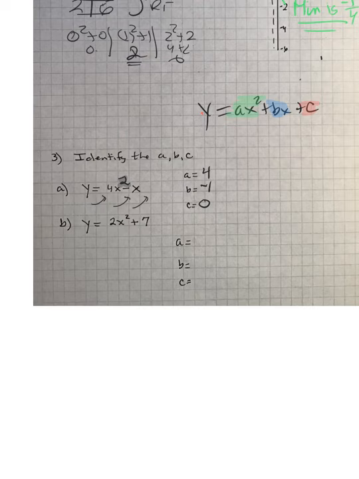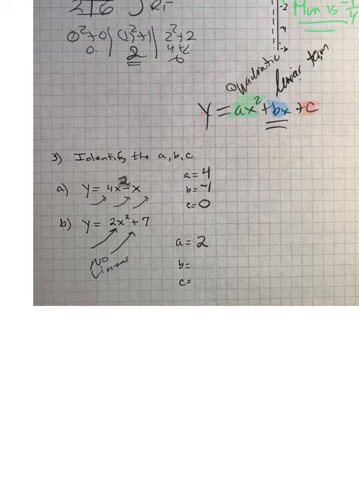In question B, our quadratic term has a coefficient of 2. Notice there's no linear term. There is no bx term. So here b would have to be 0, and the constant term is 7. So we should know our vocabulary: quadratic term, linear term, constant term.